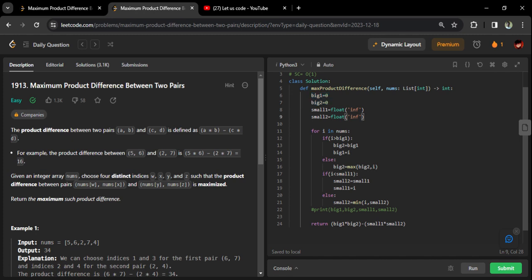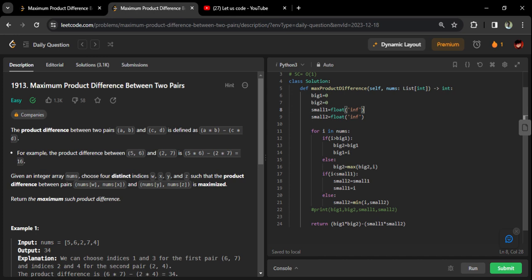Small one is the smallest, small two is the second smallest. The bigger ones I've initialized with zero. The small ones I've initialized with float of infinity. This is the way we write float of infinity. Please make a note of it if you are a fresher or preparing for interviews, or if you are going to attend online assessments. It will help you a lot. Instead of simply hard coding a direct value, you can simply give float of infinity.